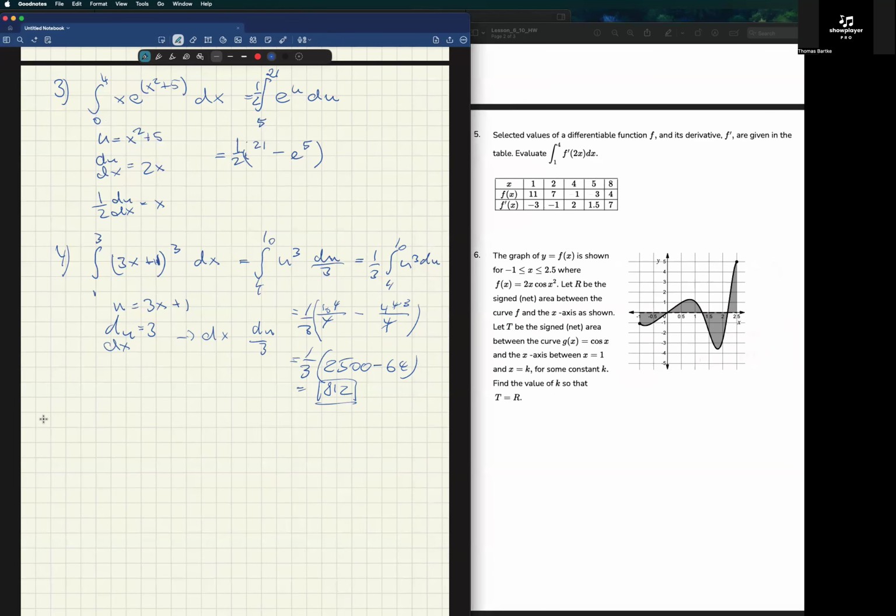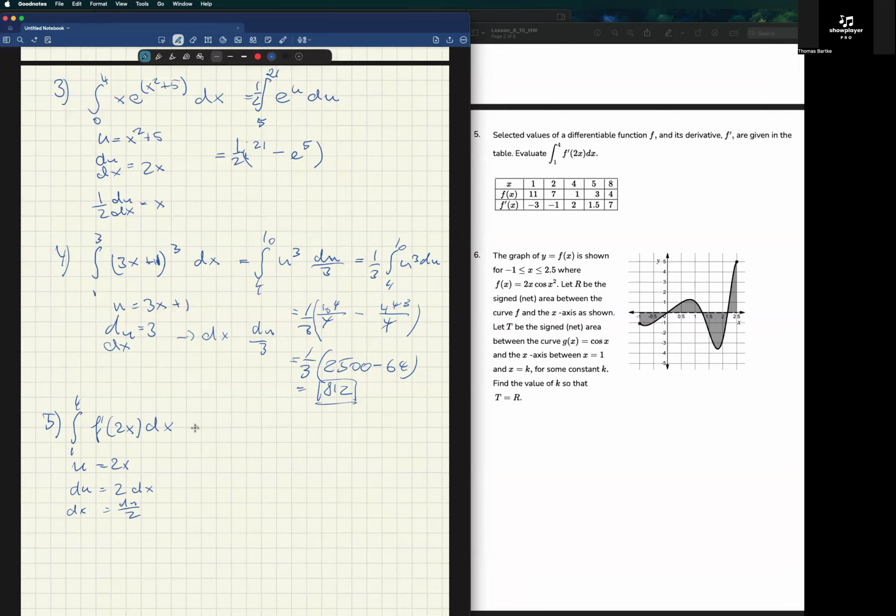Let's go to 5. We have the integral from 1 to 4 of f prime of 2x. So we have an inside function and an outside function, so we're going to do u substitution. u is equal to 2x. du/dx, so du is 2 times dx, right? So dx is du over 2.